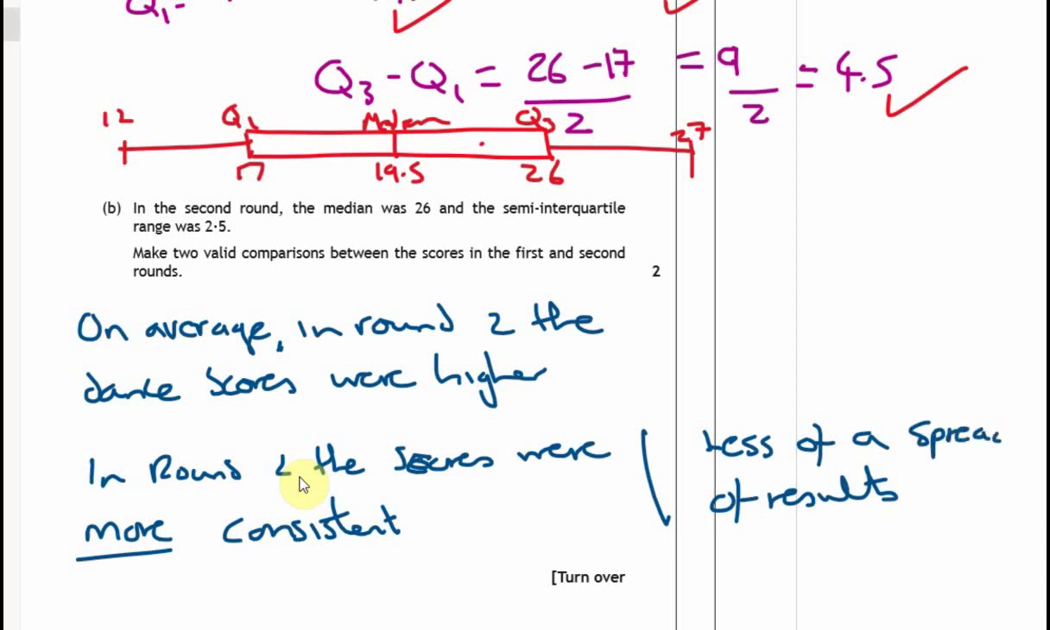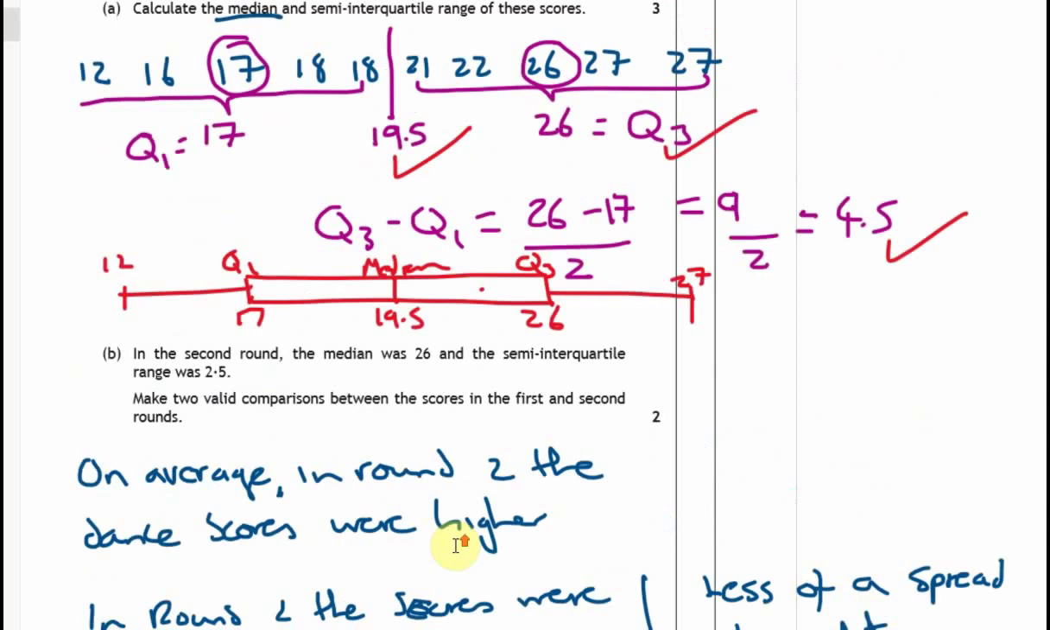Spread. Okay, so less of a spread or more consistent. That's the two phrases. I could have said in round 1, the results were less consistent, but there was more of a spread. I could have said it that way as well.